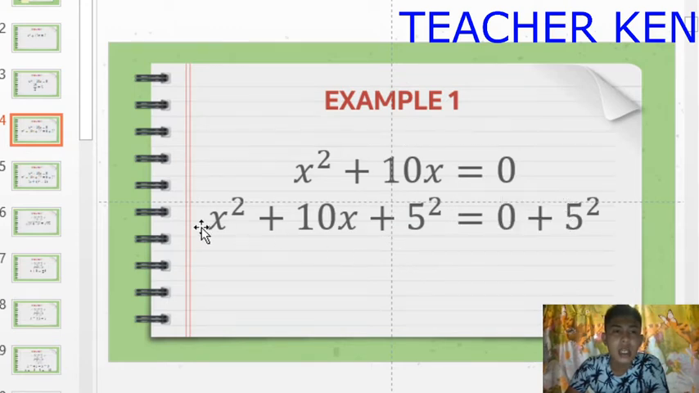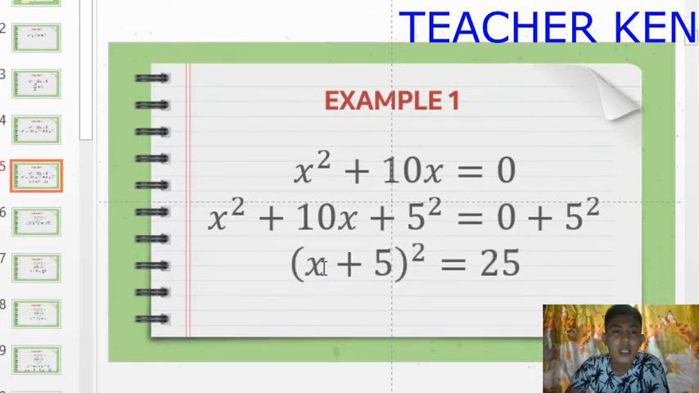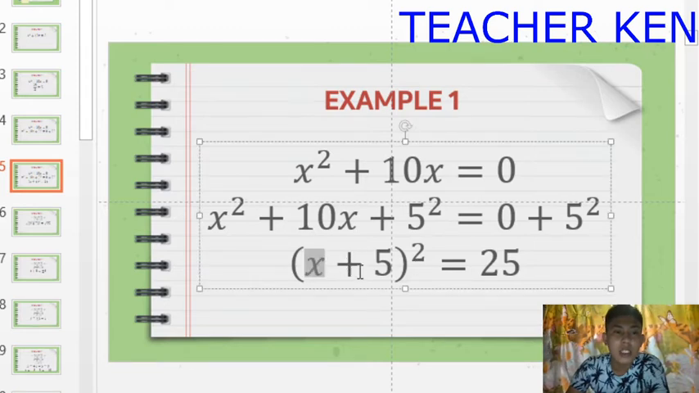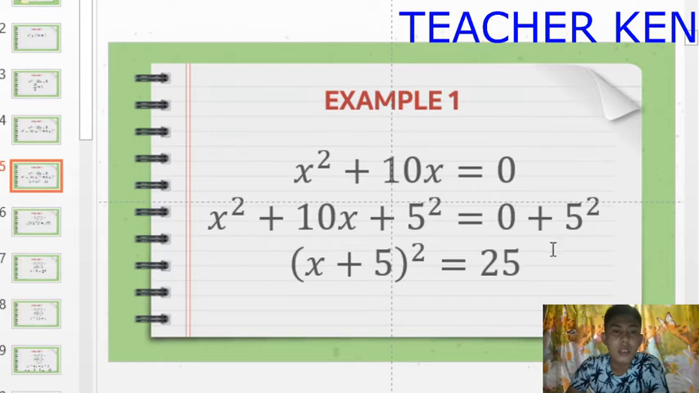Okay. Since x squared plus 10x plus 5 squared is a perfect square trinomial, the factor is equal to the quantity x plus 5 squared. Okay, then equal to 0 plus 5 squared. 5 squared is equal to 25. 25 plus 0, the answer is 25. Okay, teacher, paano natin nakuha yung x at saka 5, x plus 5? So nakuha natin siya dito sa first term natin and then dito sa last term natin which is the 5 squared. Ayan. Okay, so ito na yung equation natin ngayon.